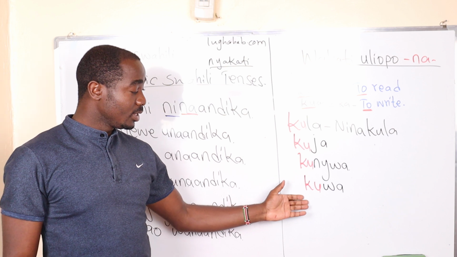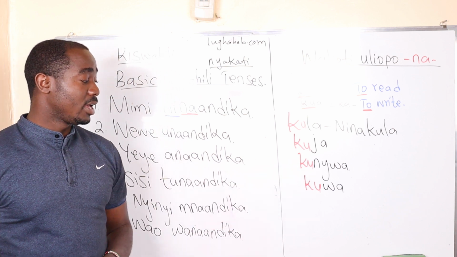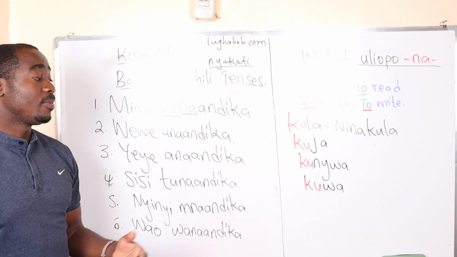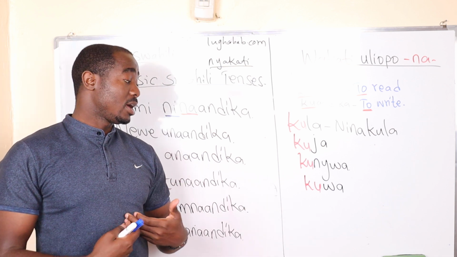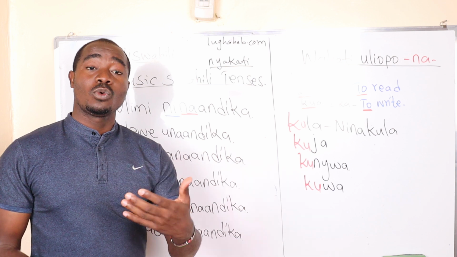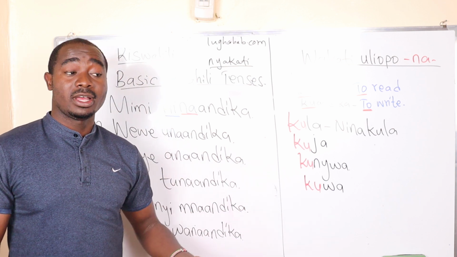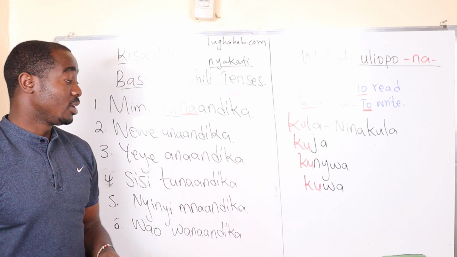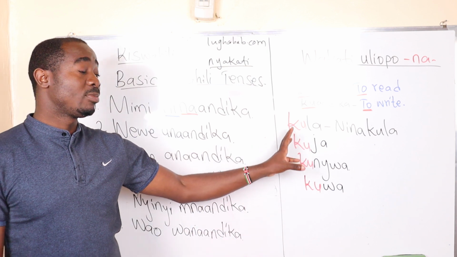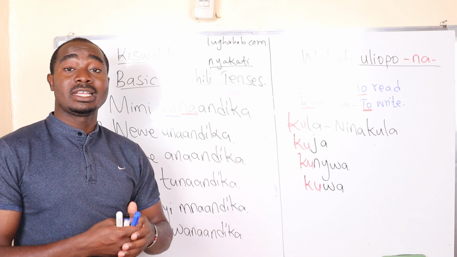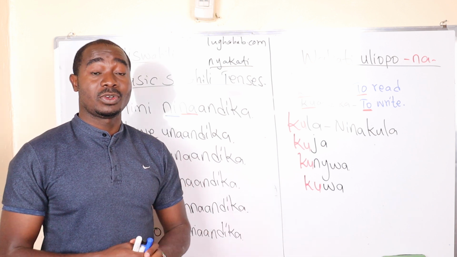Kuwa, this one is ninakuwa, I am being, like ninakuwa hapa, I'm being here. Unakuwa hapa, you are being here, and so on. So for these monosyllabic verbs, we don't remove the ku when conjugating in the present tense positive forms, okay?